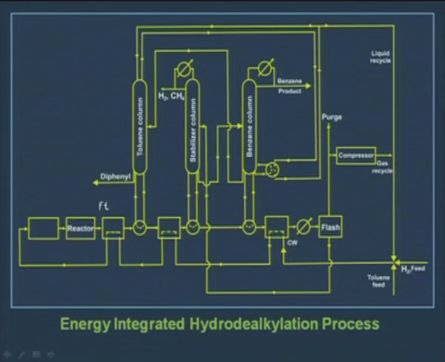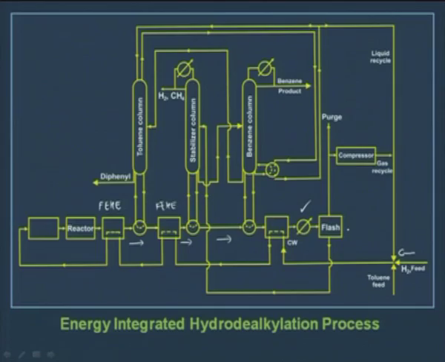This is a feed to effluent heat exchanger. This is another feed to effluent heat exchanger, where we heat the incoming feed with the outgoing stream from the reactor. We also drive the reboilers of the 3 columns using the heat of the effluent stream emerging from the reactor. And finally, the remaining heat is taken out in this heat exchanger, the one shown by the tick mark, and then the stream pressure is reduced, the stream is flashed, which gives the phase split.